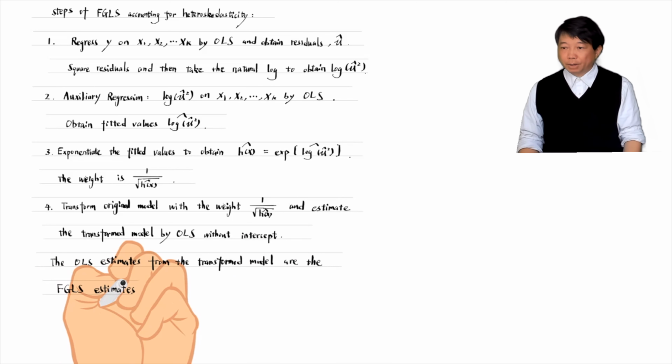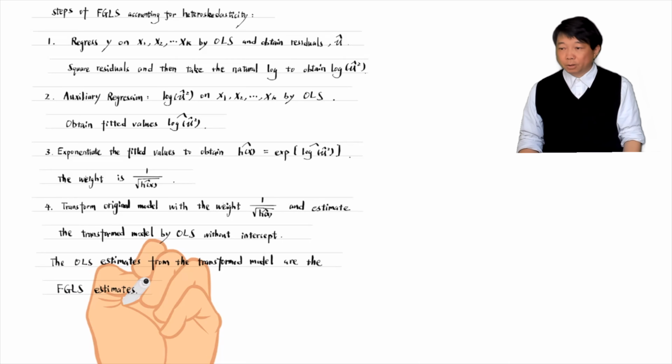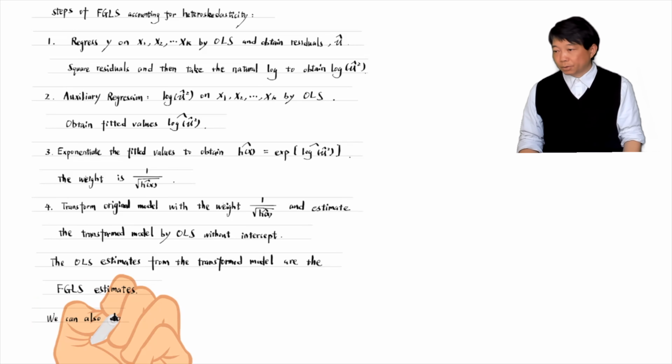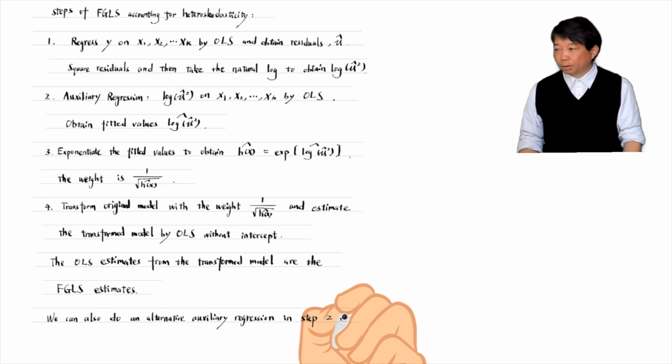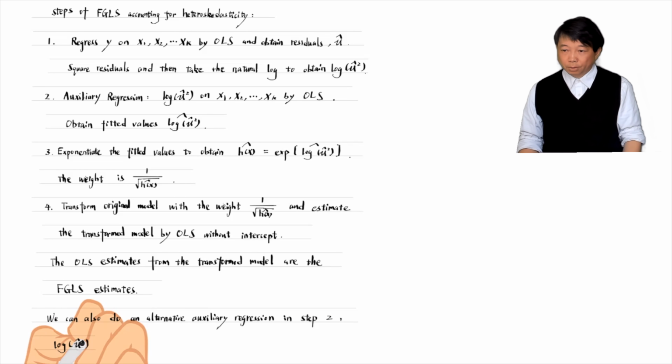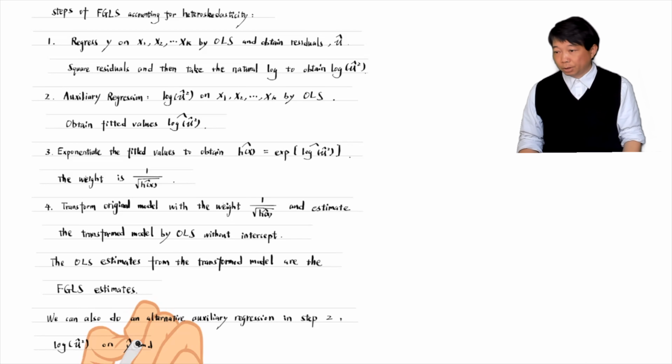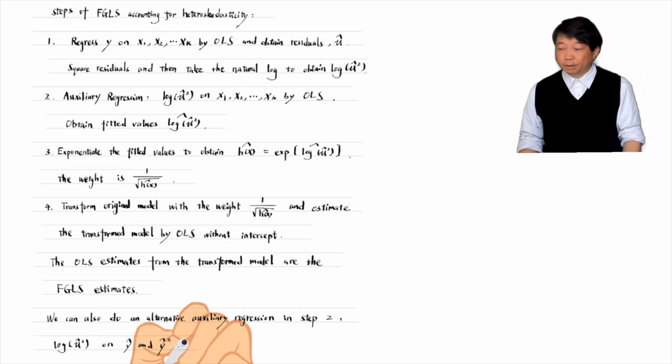We can also do an alternative auxiliary regression in the second step. It is similar to the method we use in the White test. There are always 2 regressors in the auxiliary regression regardless of the number of explanatory variables in the original model. The 2 regressors in the auxiliary regression are the fitted value and its square term from the original model.